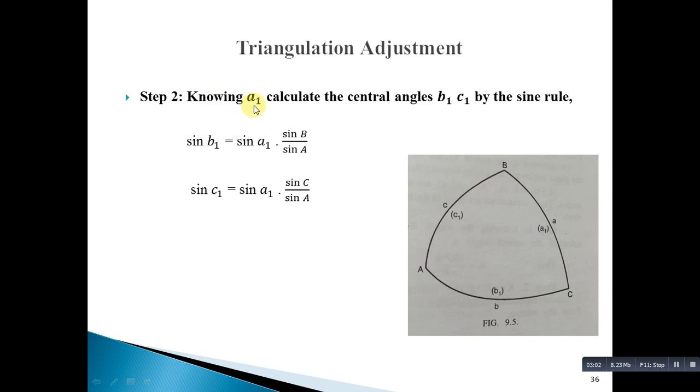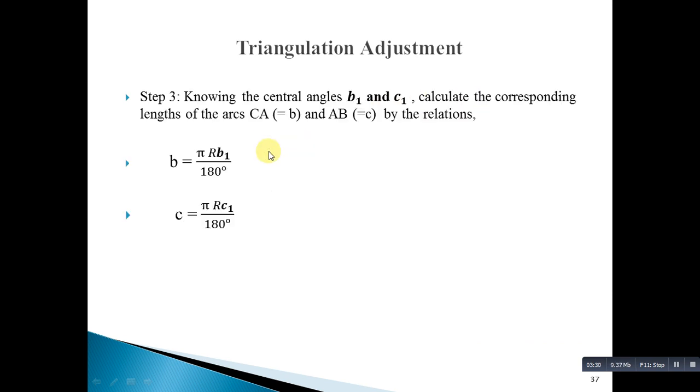Then, knowing A1, calculate the central angles B1 and C1 by the sine rule. If we know A1 and one side, then we can calculate the remaining angles and sides by the sine rule. So sin B1 is equal to sin A1 times sin B divided by sin A. And similarly sin C1 is equal to sin A1 times sin C divided by sin A. This is the second step, to calculate the central angles B1 and C1.